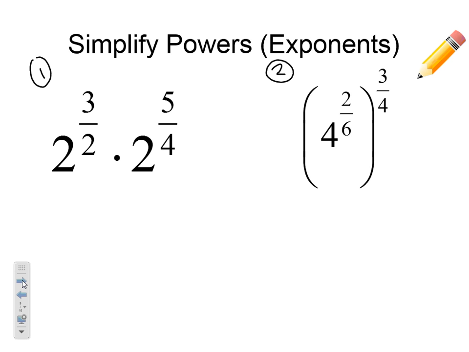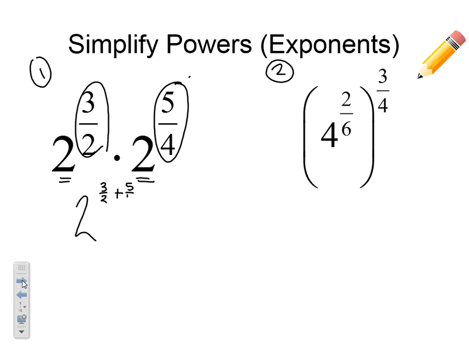Number 1 has 2 to the 3 halves times 2 to the 5 fourths. Because the 2's are the same base, let's think about the rule that we would do. What would we do with those 2 exponents? That's similar to what if you have x squared times x to the third. You would add those exponents. So in our case, we're going to do the same thing. We're going to add those exponents. So it's going to become 2 to the 3 halves plus 5 fourths up there.